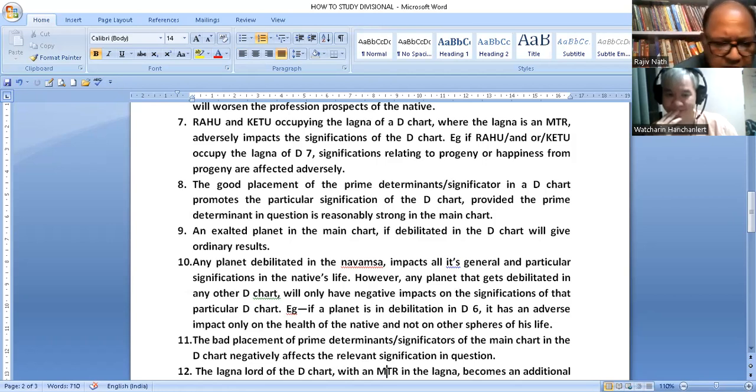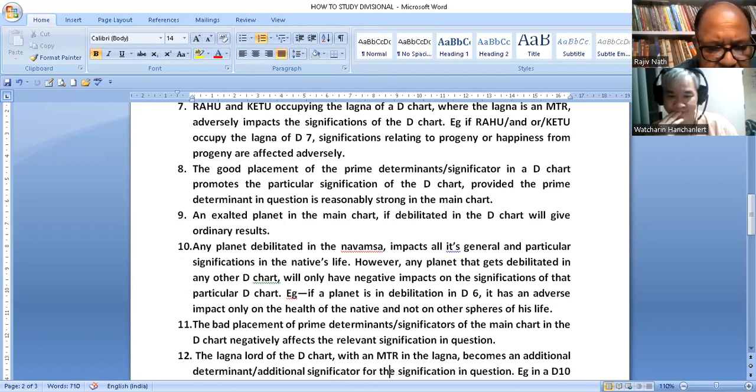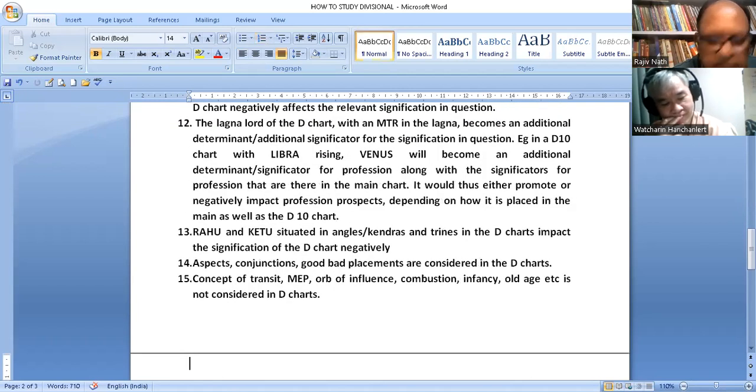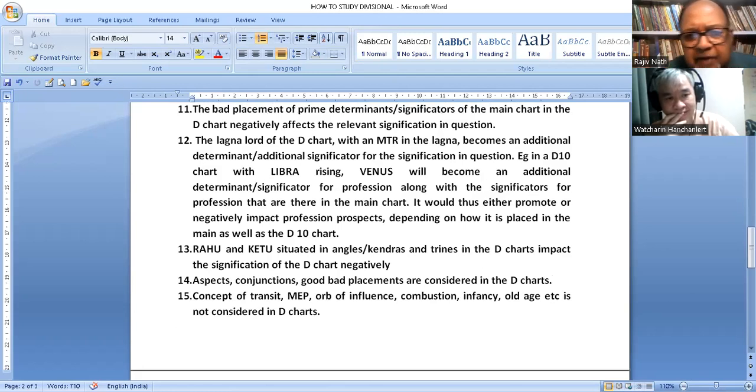So number 11, the bad placement of prime determinants or significators of the main chart in the divisional chart negatively affects the relevant signification in question, which we've already understood.